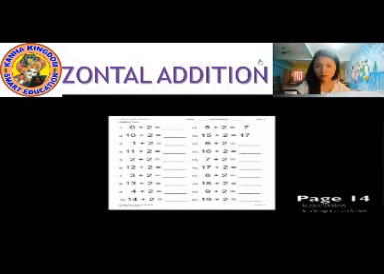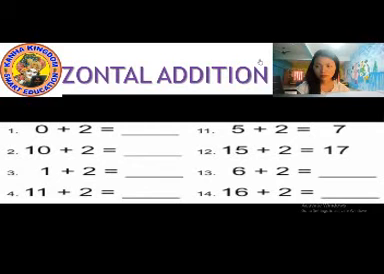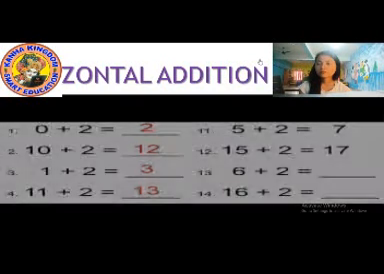Now let's look at the drill page for these problems. First we have 0 plus 2. 0 plus 2 is 2. So then 10 plus 2 is going to be 10 more than that. So 10 plus 2 is 12. Time's up. Alright, so let's go on to the next one. 1 plus 2 is 3. So 11 plus 2 is 10 more than that and is 13. You'll notice on this page that the problems go in order. This will help you learn and memorize your math facts.